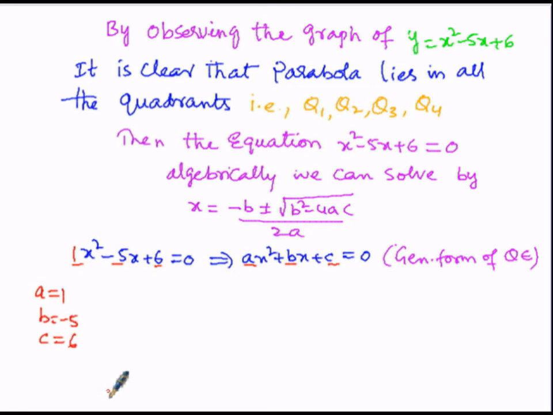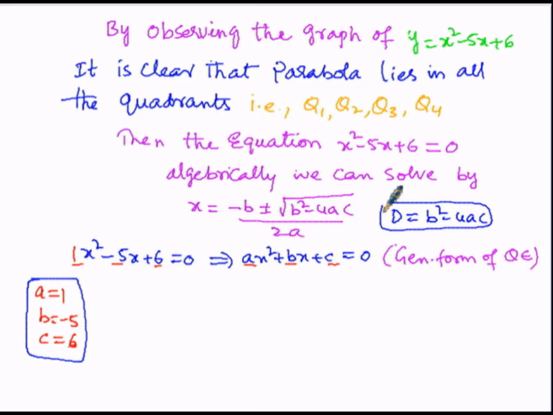Let us replace all these values in the formula, that is x equals minus b plus or minus root of b square minus 4ac divided by 2a. Here b square minus 4ac is nothing but the discriminant, so discriminant D equals b square minus 4ac. By replacing, we get x equals minus b value, that is minus of minus 5, plus or minus root of b square, that is minus 5 whole square, minus 4 into a value 1 into c value 6, overall divided by 2 into a value 1.